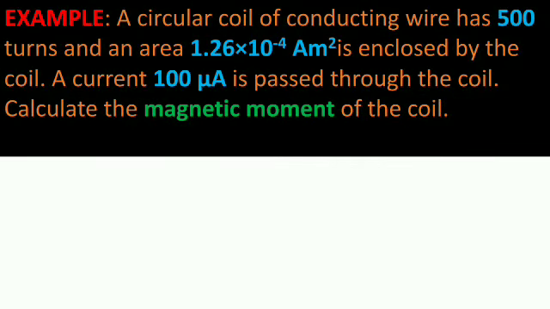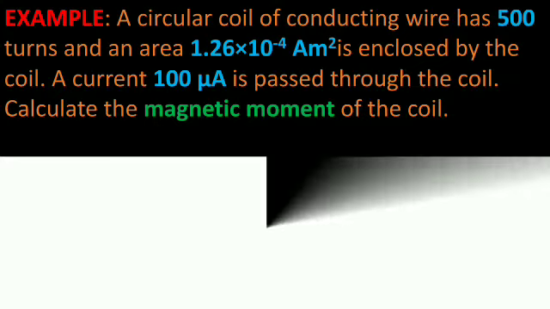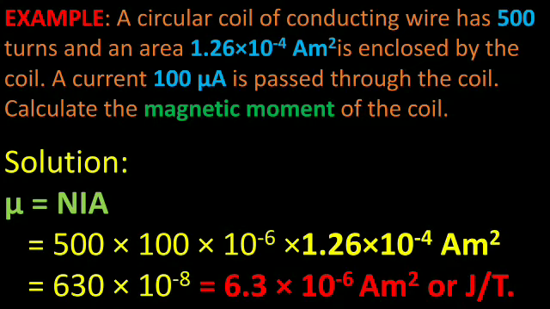So let's have one example. A circular coil of conducting wire has 500 turns and an area 1.26 into 10 raised to minus 4 ampere meter square is enclosed by the coil. A current of 100 microampere is passed through the coil. Calculate the magnetic moment of the coil. So here the data I have highlighted by different colors, so you can see. Now let's see the solution for the same.